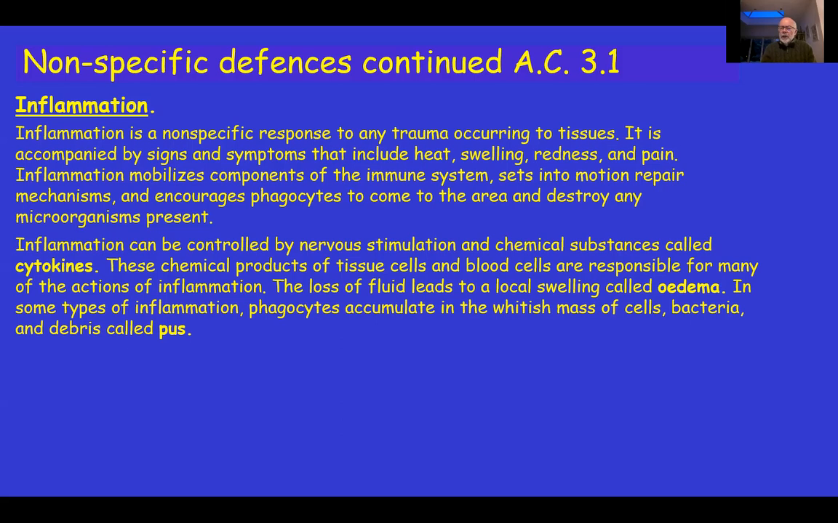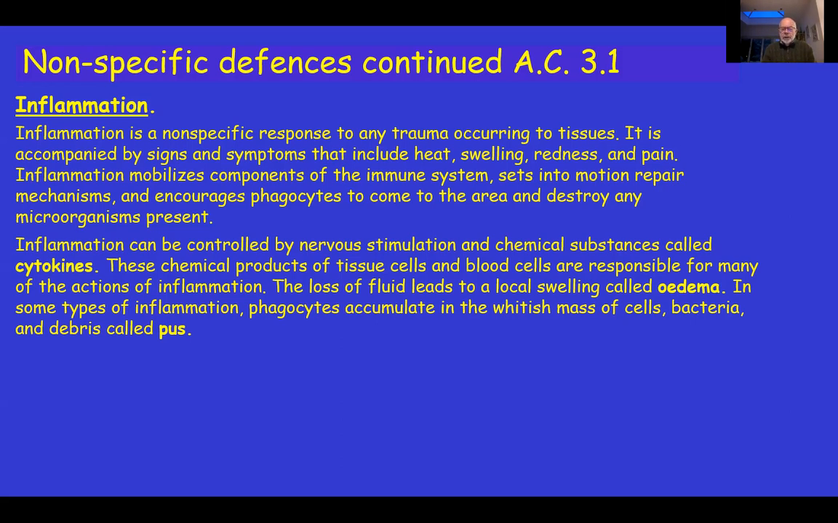And we'll come across cytokines later when we talk about T lymphocytes that produce special cytokines. Now, these chemical products of tissue cells and blood cells are responsible for many of the actions of inflammation. And the loss of fluid leads to local swelling called edema.